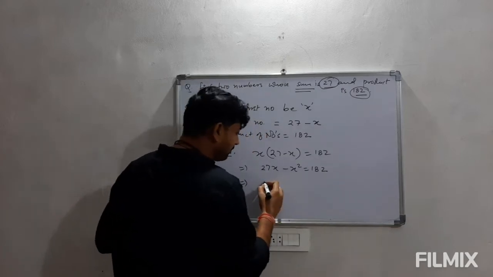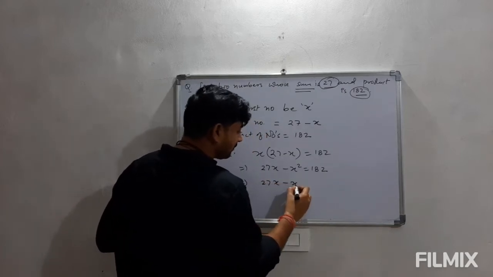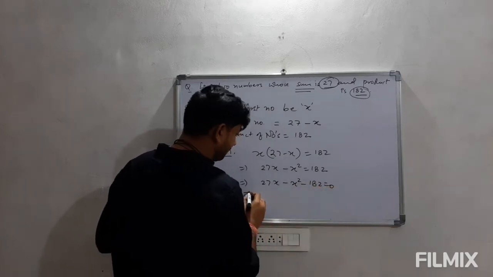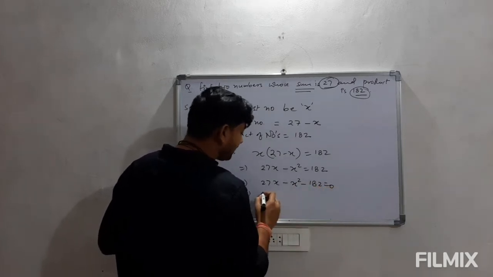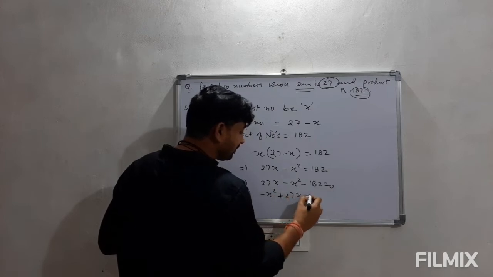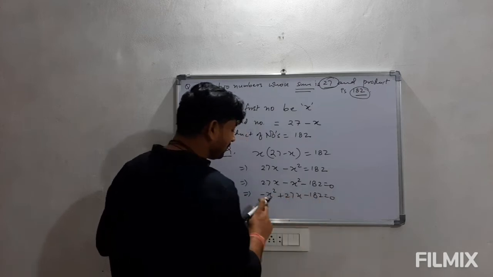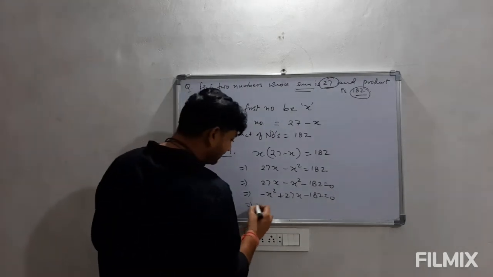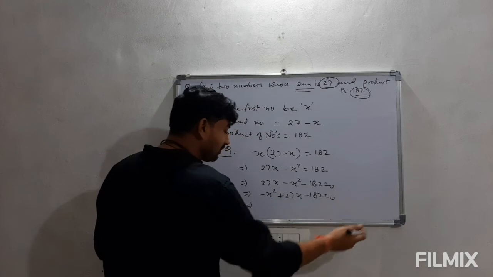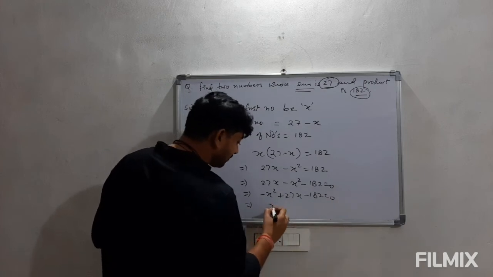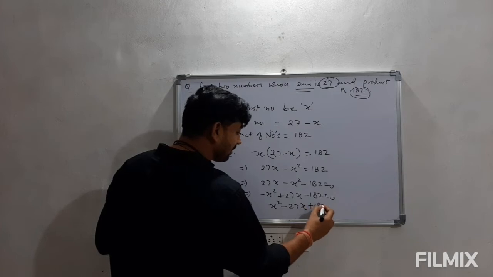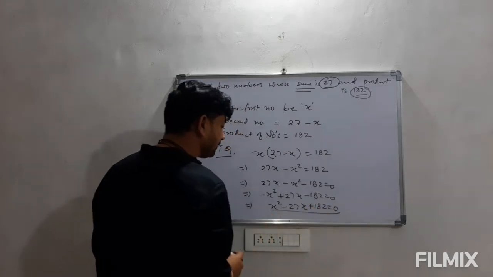So from here, if we shift, we get this thing. Now first of all we rearrange this, minus x square plus 27x minus 182 is equals to 0. Here the coefficient of x square is minus 1, so we can rearrange and take minus common, and that can be sent to RHS. So इसमें sign change हो जाएगा, x square minus 27x plus 182 is equals to 0.